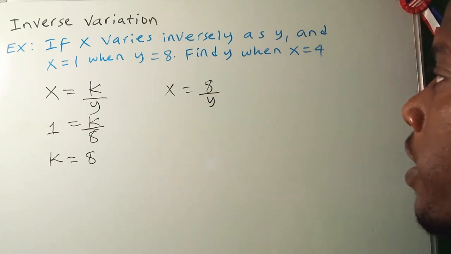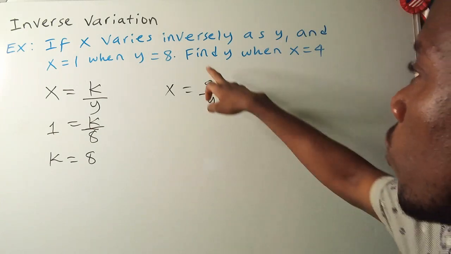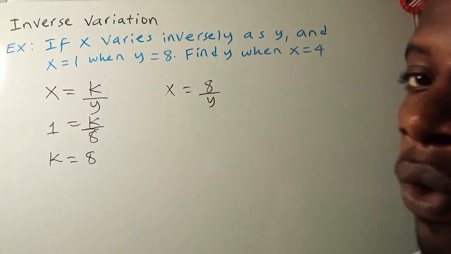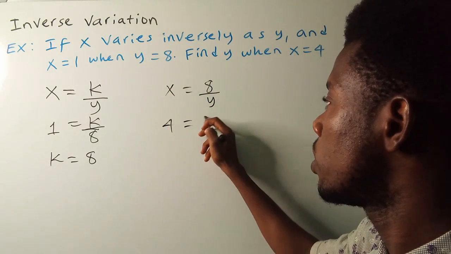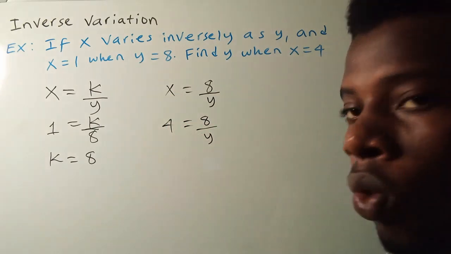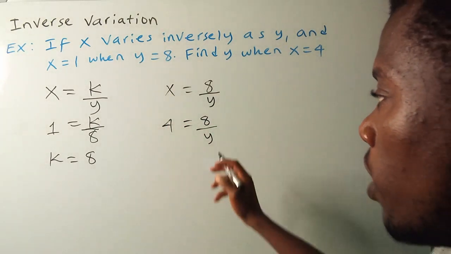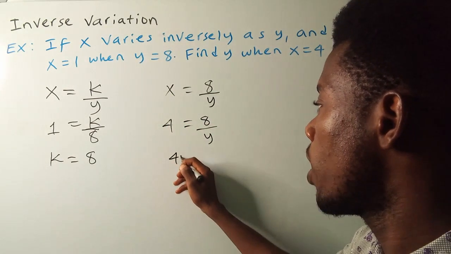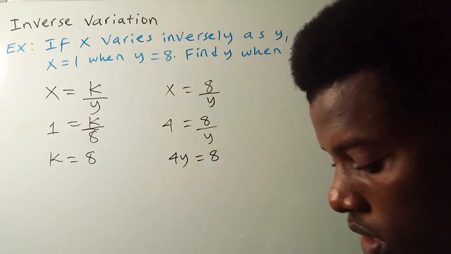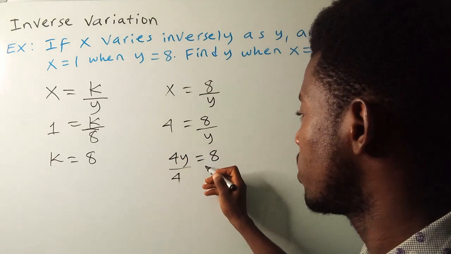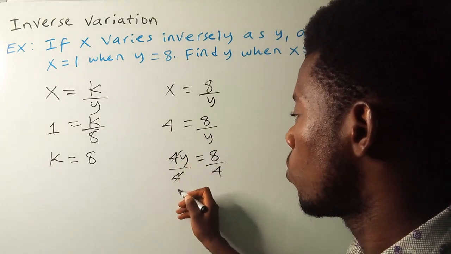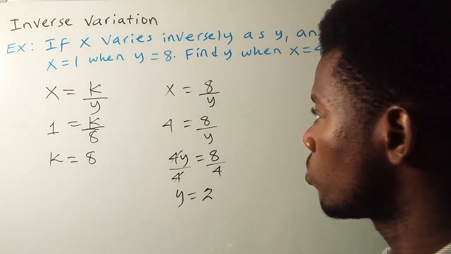Now we go back, and it tells us to find y when x is equal to 4. So 4 is equal to 8 over y. We want to solve for y, so we cross multiply. We have 4y is equal to 8. And if 4y is equal to 8, we divide this by 4 and divide this by 4. We have y is equal to 2.